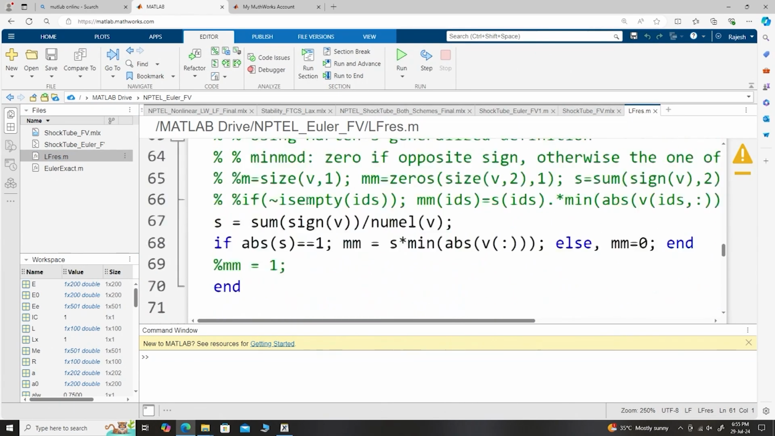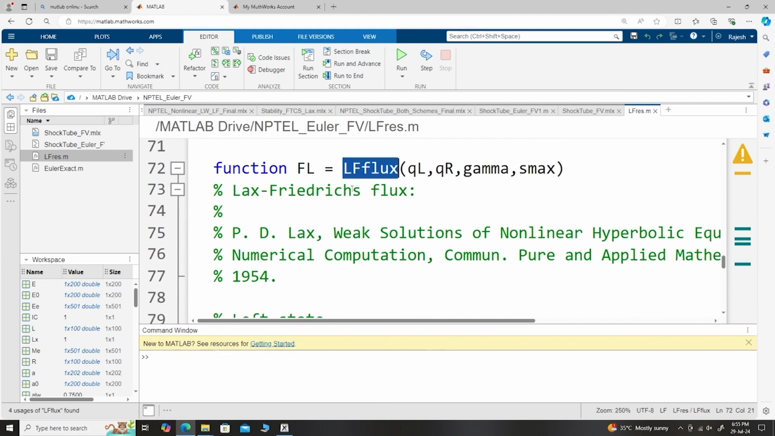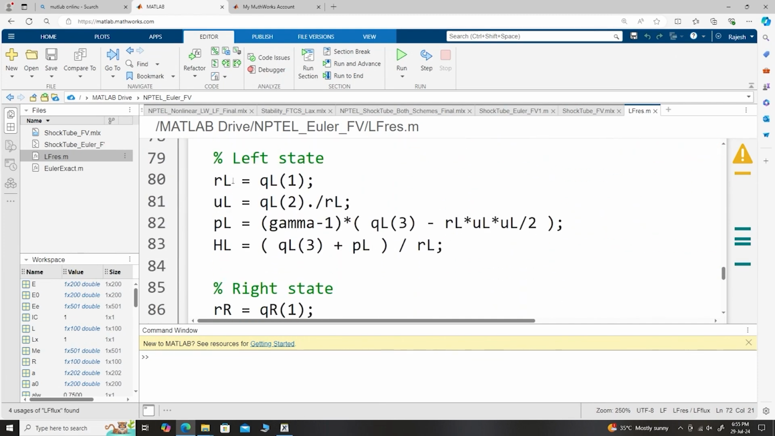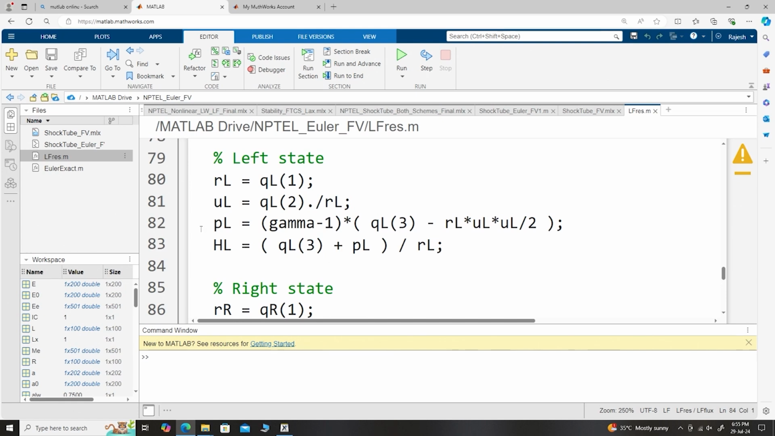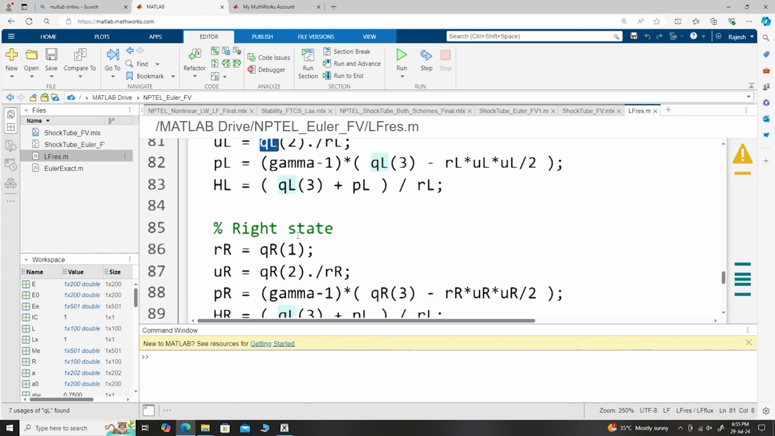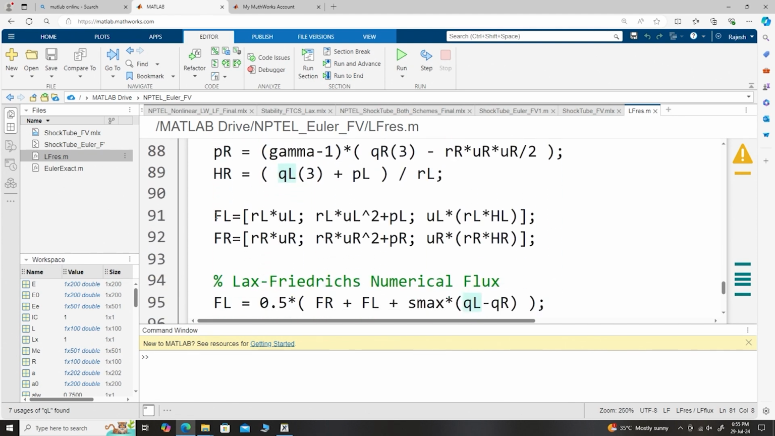So, first look at the residue function. This is the Lax-Friedrichs flux. You know the conditions at left and right. These are the reconstructed solutions at the face. This is QL and so on and so forth, and these are the right state.